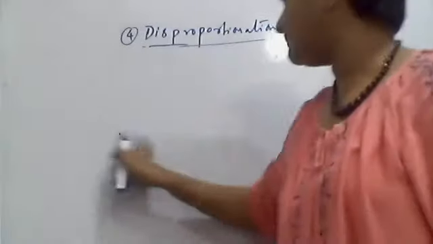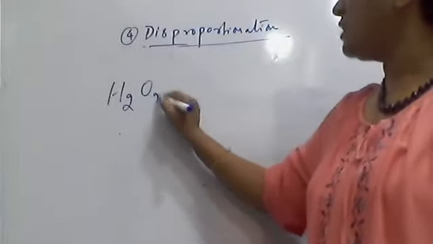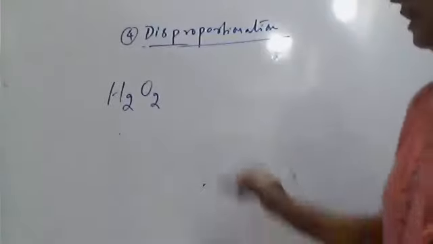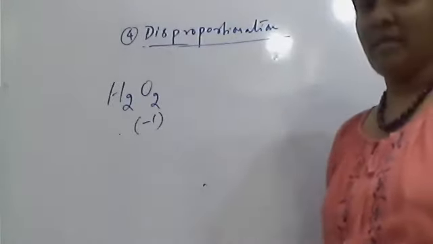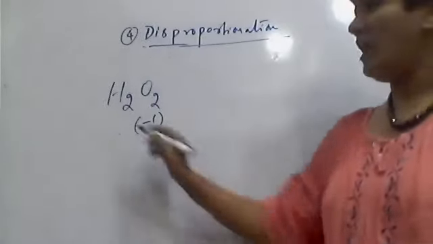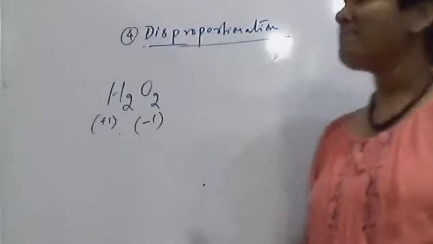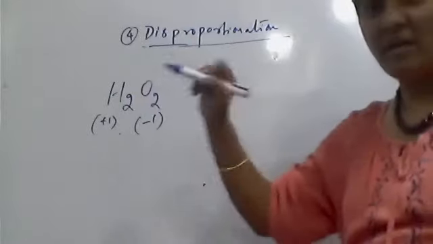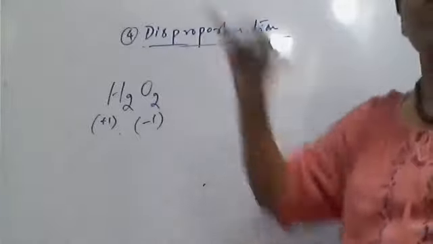So next, here I'm using H2O2, hydrogen peroxide. In hydrogen peroxide, the oxygen will be in a -1 state. In peroxide, oxygen is -1. As usual, hydrogen is +1. But here, we know that only the oxygen undergoes both oxidation and reduction, because we are speaking of disproportionation.